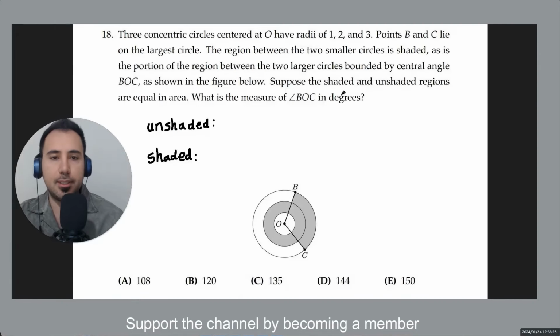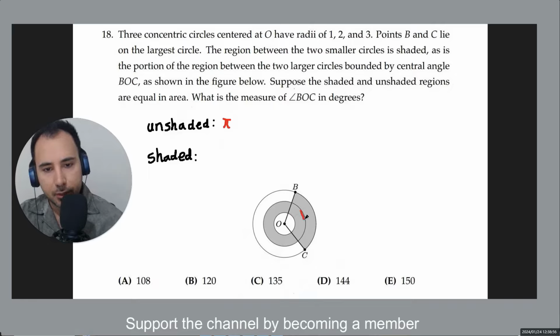Now, the question is saying, suppose the shaded and unshaded regions are equal in area. Okay, so now let's go for the regions. The smallest one over here, the radius of this is 1, and it's completely unshaded. So we just did it previously. It's going to be 1 times pi. So first, the unshaded part is pi.